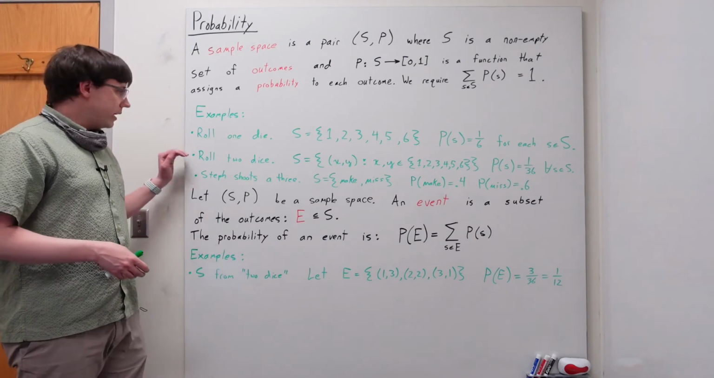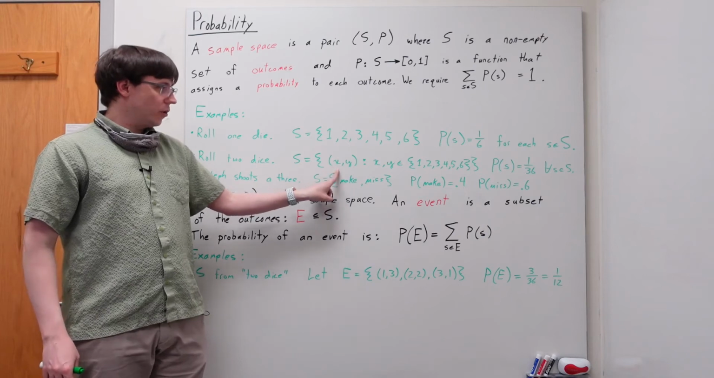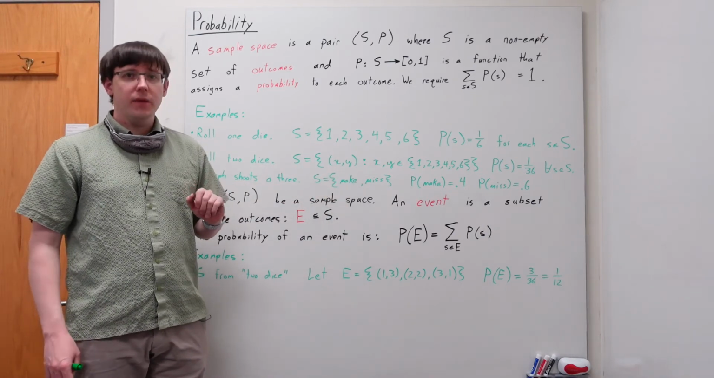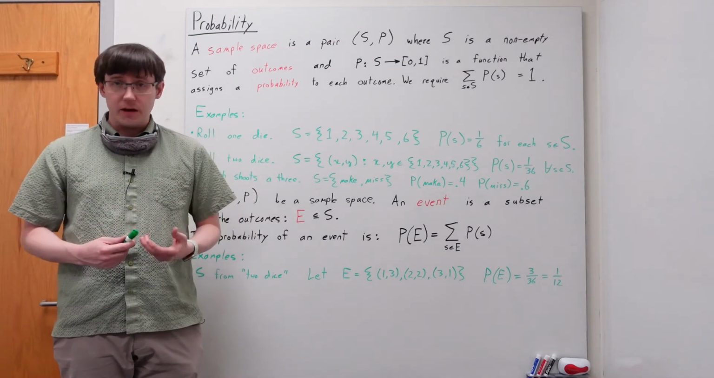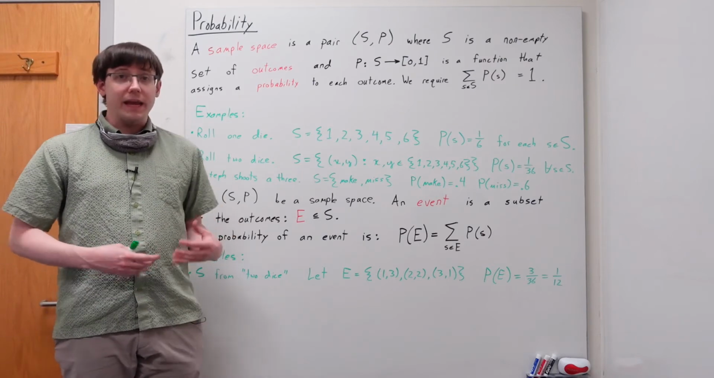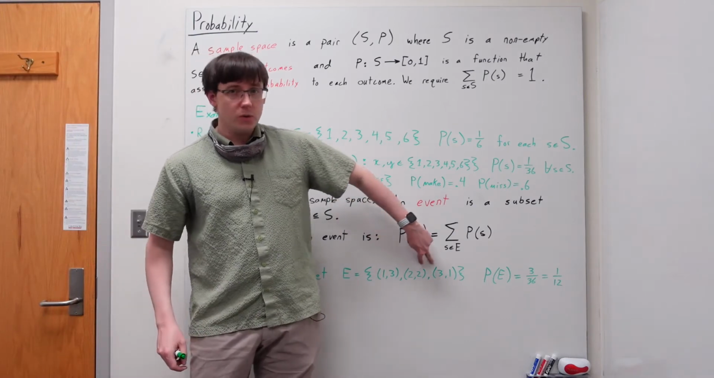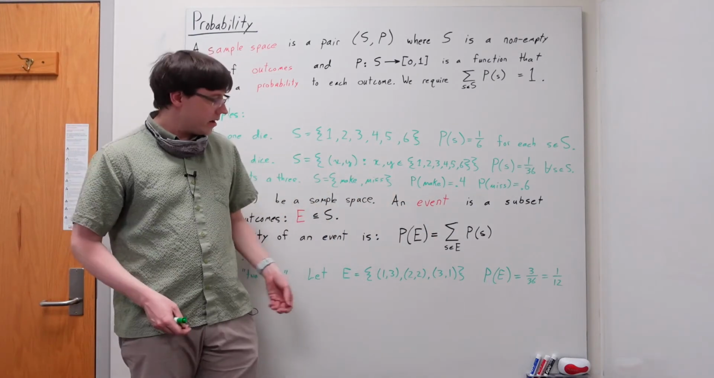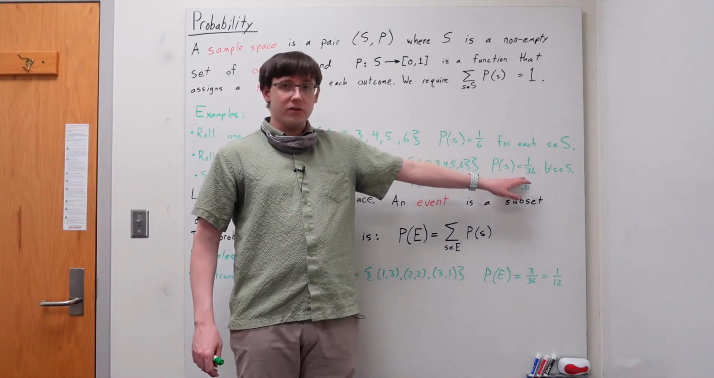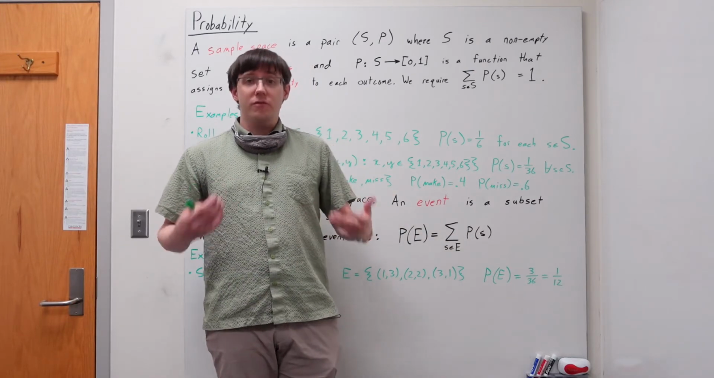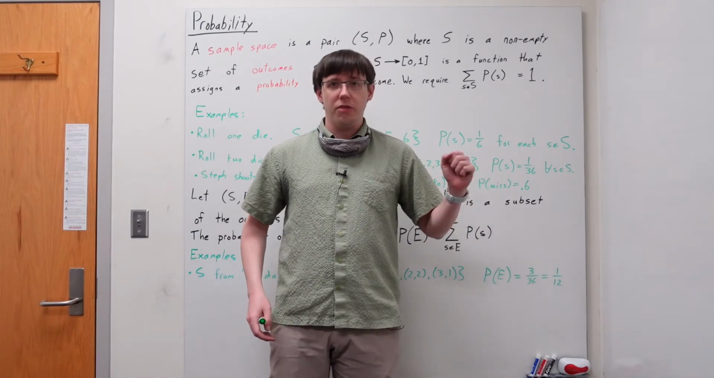With our rolling 2 dice example from before, if the outcomes are pairs of a roll for the first die and a roll for the second die, then we can think about the total on the 2 dice as an event, where the event of rolling a total of 4 includes the outcomes (1, 3), (2, 2), and (3, 1). And so we can add up the probability of those individual outcomes, which are each 1 over 36. So the probability of the event rolling a total of 4 is 3 over 36, or a 12th.